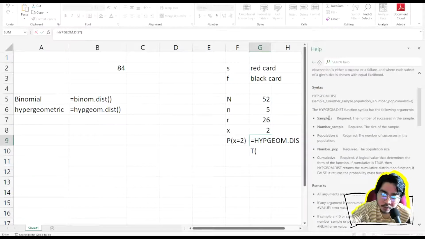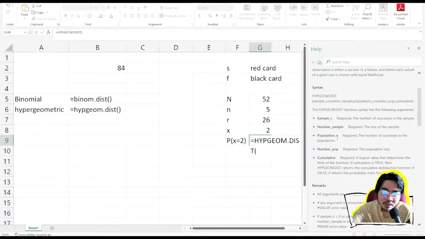So here, the first argument is sample_s, and sample_s is the number of successes in the sample. Okay? Meaning, the number of successes in the trial. So that's the small x. Then number_sample is the size of the sample, or the sample here meaning the trial. So this is our small n.